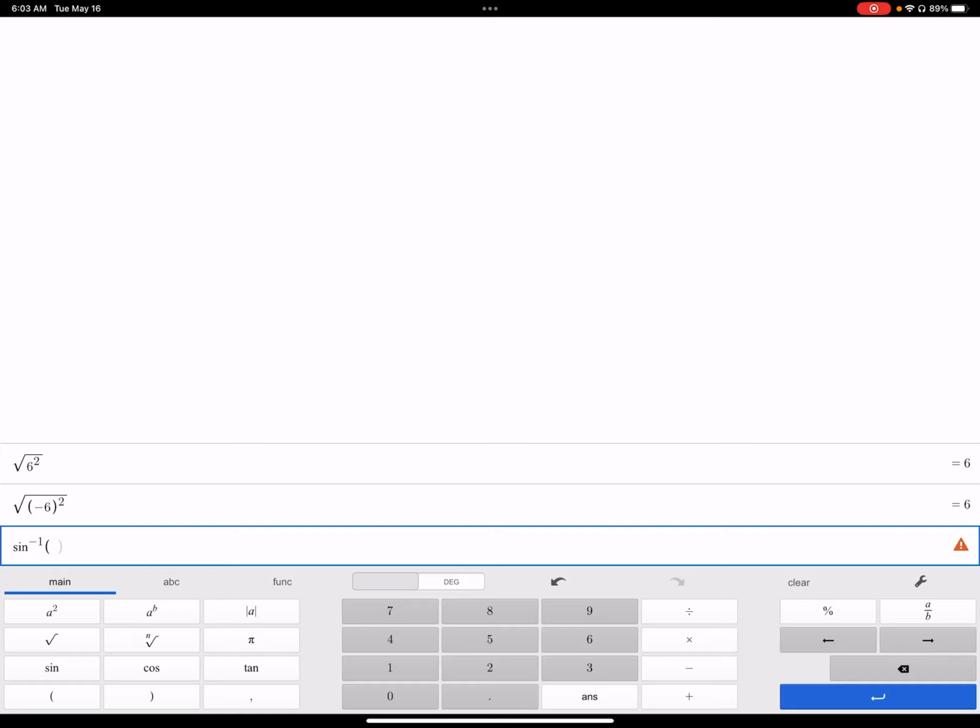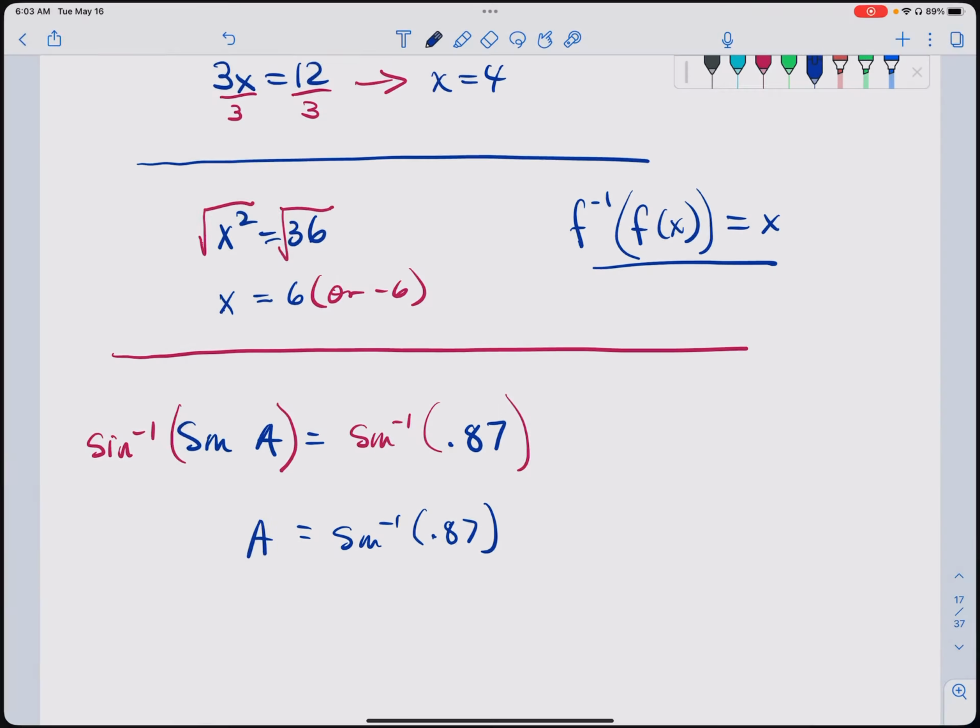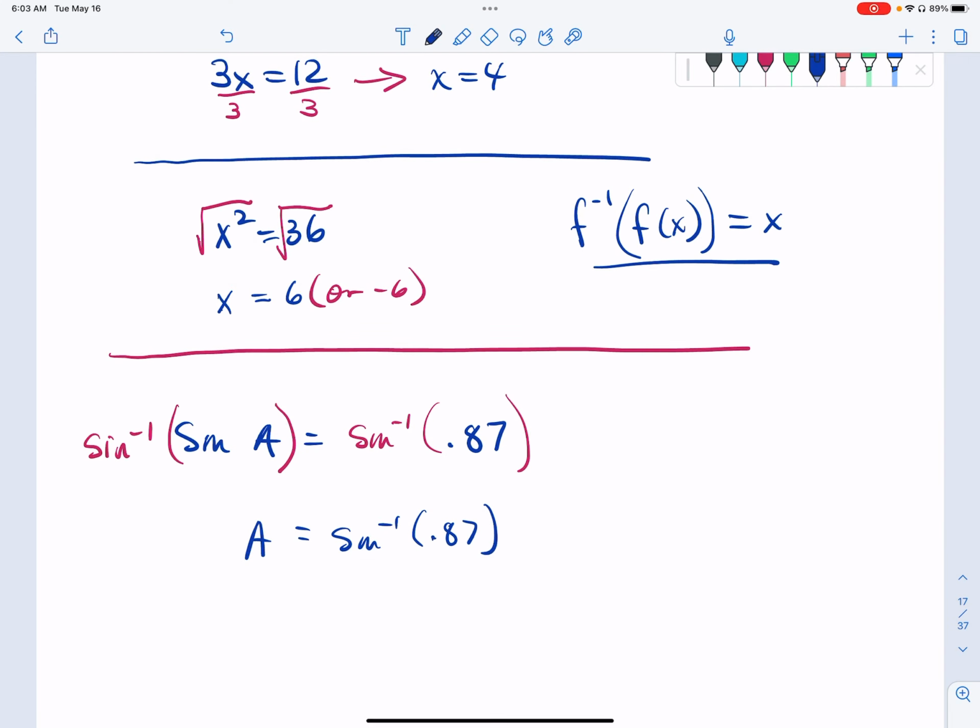So inside here, you don't put the angle, you put the ratio, which is supposed to be, I think that was 0.87, right? And then I get about, I think it said round to the nearest tenth. So I'm going to report 60.5-ish degrees. So this is about 60.5 degrees.